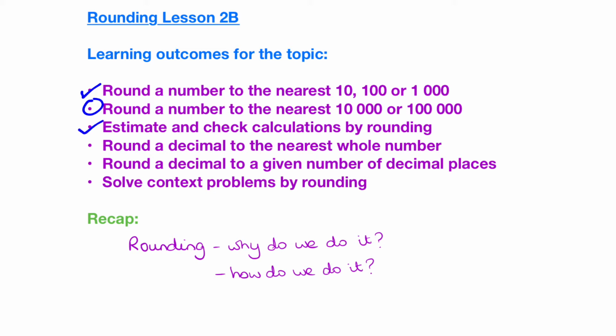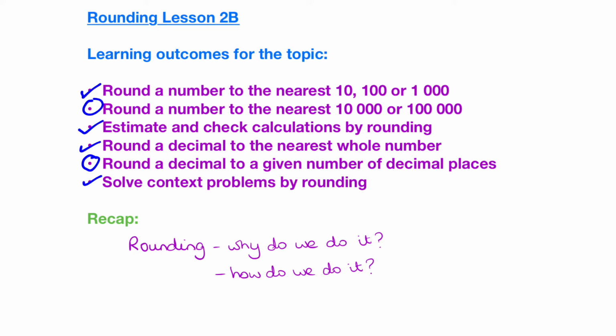Last lesson we looked at estimating and checking calculations by rounding. We've covered rounding a decimal to the nearest whole number. Today we're rounding a decimal to a given number of decimal places, and last lesson as well we looked at solving context problems by rounding. So we're just finishing off today.